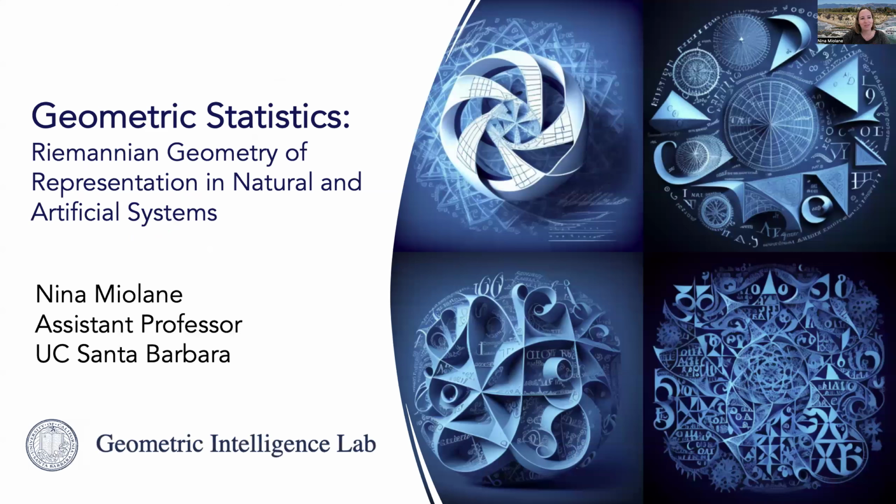If you want to do geometric statistics, I invite you to look at the Riemannian geometry of representation in natural and intelligent systems.